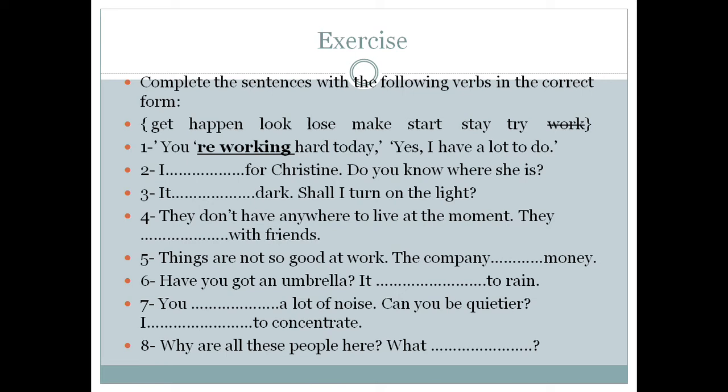Number 3: They don't have anywhere to live at the moment. They blank with friends. The correct verb here is stay. Stay ends in Y. We say that if a verb ends in Y, it does not change when we add ing. Here they is the subject, so the auxiliary verb be should be are. They are staying with friends.